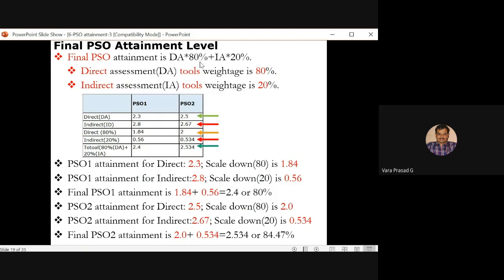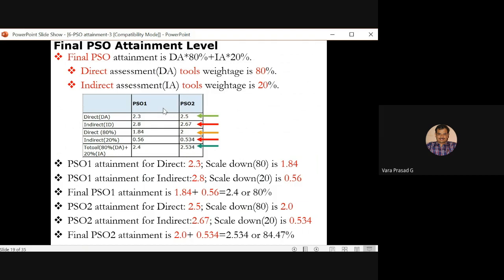As per the MBA, you take the direct attainment value and multiply it by 80 percent, then you take the indirect attainment value and multiply it by 20. What do you mean by direct attainment? You have to take the CIE. Then this one is the program exit survey, or any other survey you can take. So this is 80 percent, and this is 20 percent.